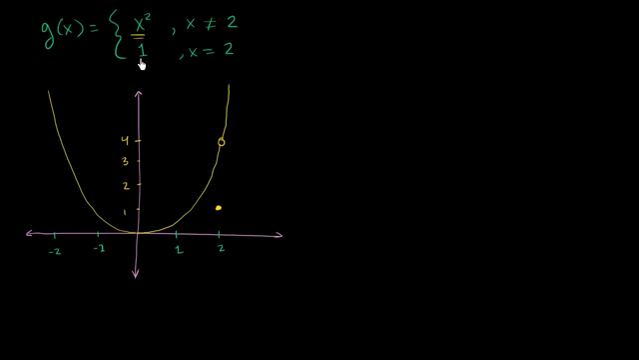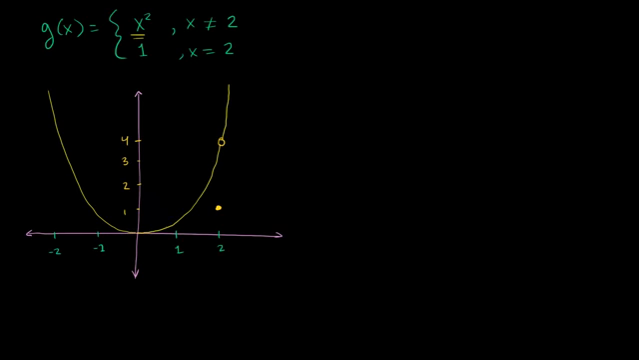You use g of x is equal to 1. I apologize, I have been saying f of x, but it's g of x. So then at 2, just exactly at 2, it drops down to 1, and then it keeps going along the function x squared.